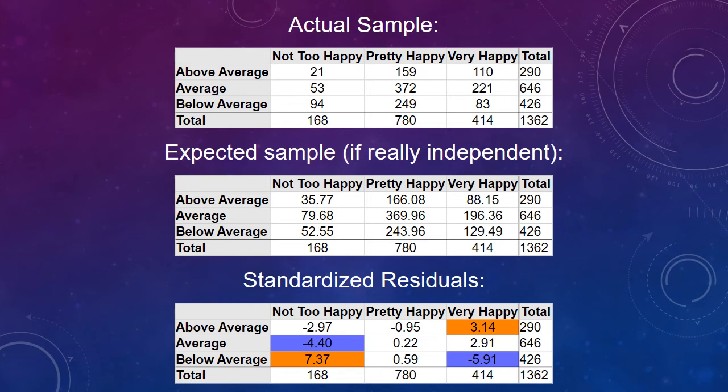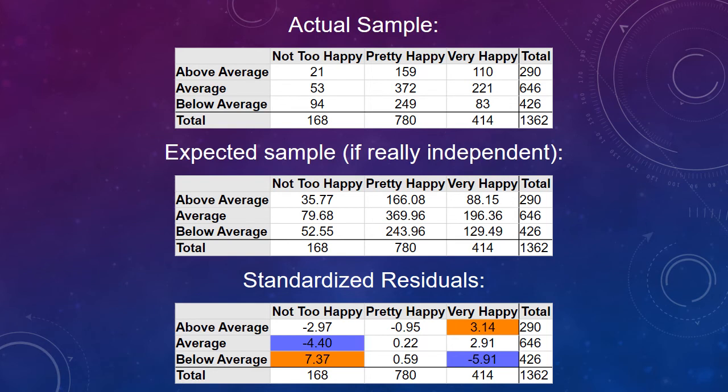Here are the standardized residuals for the happiness and income example. Here we see that there are more people who have above average income and who are very happy than would be expected if happiness and income were independent. And there are also more people who have below average income and who are not too happy than would be expected if happiness and income were independent. So it looks like larger incomes are associated with greater levels of happiness.